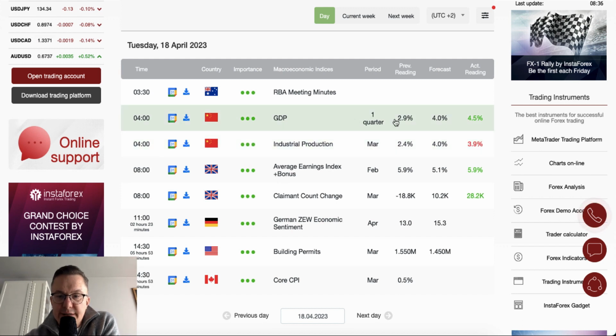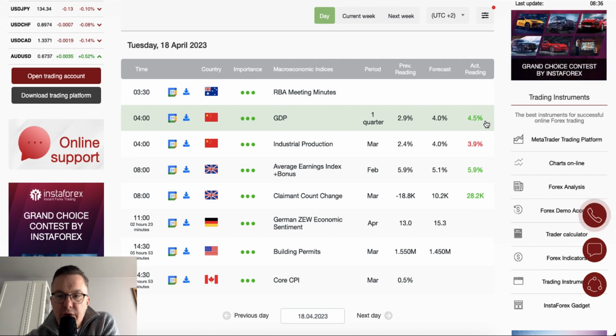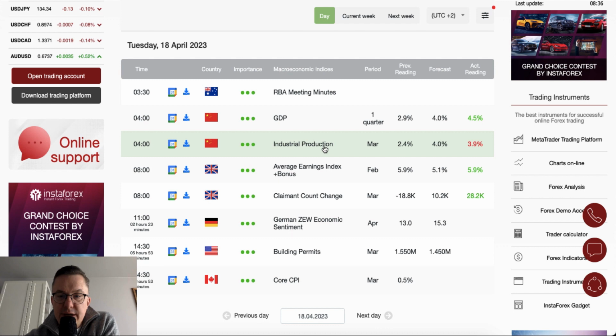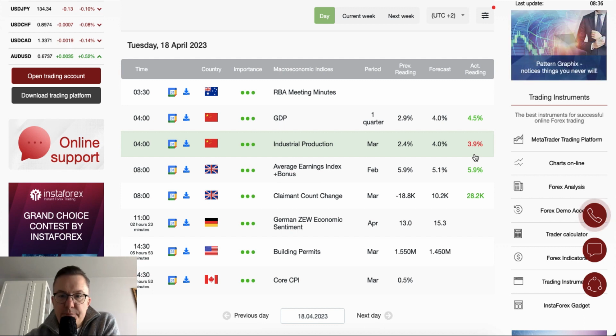The GDP beats the expectations. For the first quarter, the actual reading is 4.5%. Forecast was 4.0%, and the previous reading was 2.9%. Industrial production was slightly below the forecast of 4%, with 3.9% only as the actual reading, but the previous reading was 2.4%. So the Chinese economy is apparently accelerating a little bit.